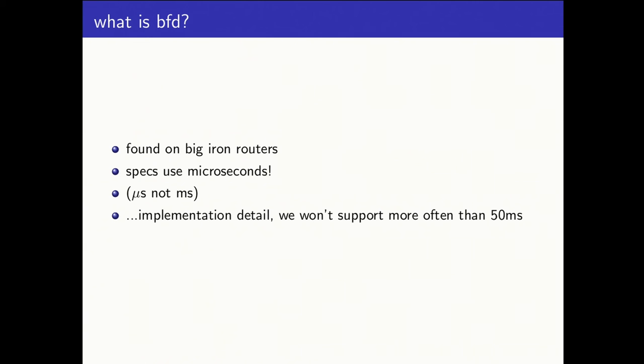So as I said, this is very commonly found on big iron routers, like your high-end Ciscos, your high-end Junipers, etc. The specs talk about microseconds, and that's not milliseconds, the one that you're used to normally. It's the U, or the mu, or whatever, the Greek letter, not the MS.